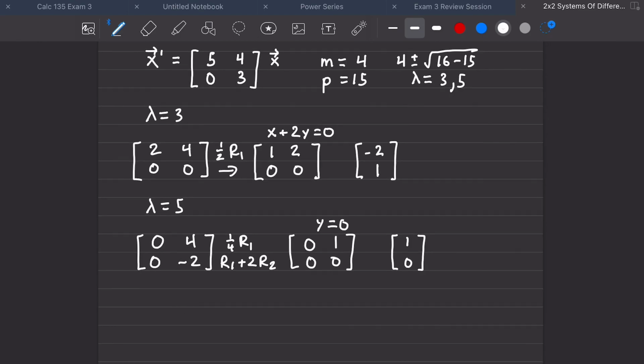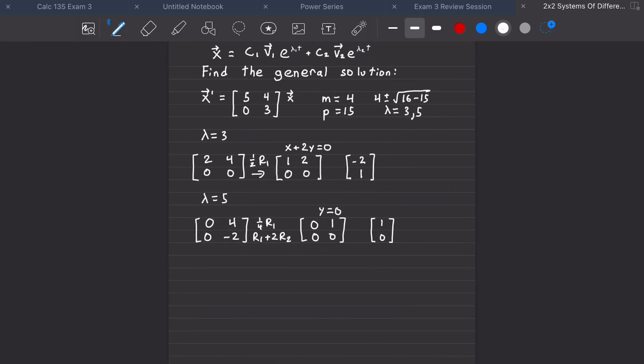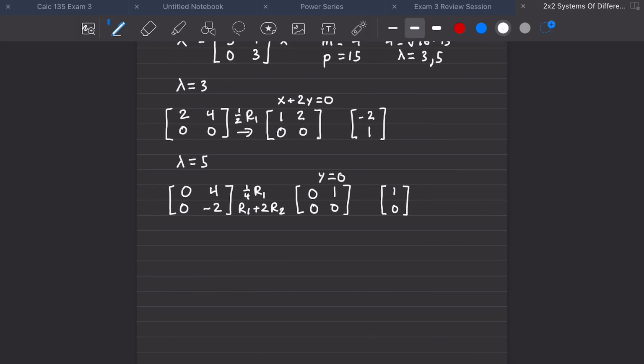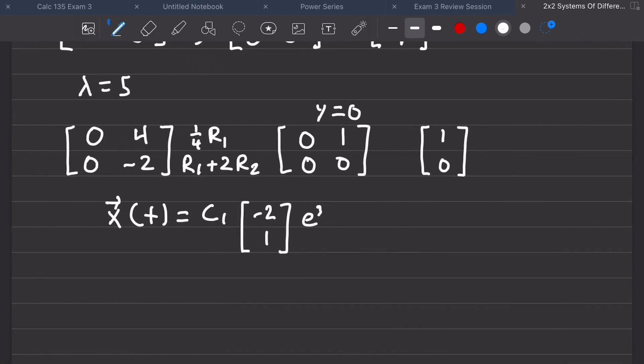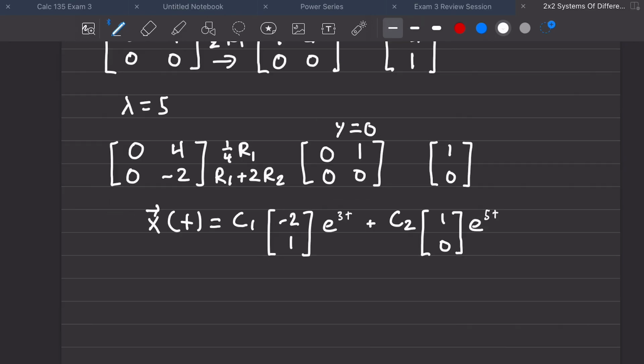Okay, awesome. Right, looking back at our formula, we have everything we need, and we can just pretty much jump into our general solution now. So I'm going to say that x of t is equal to c1 times negative 2, 1, and then we have e to the 3t. I'm actually going to change that because that hardly looks like a 3. So we have e to the 3t. And then we're going to say plus c2 times 1, 0, and if I remember right, yeah, this is e to the 5t.